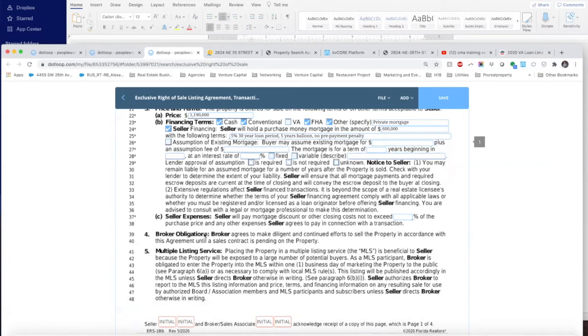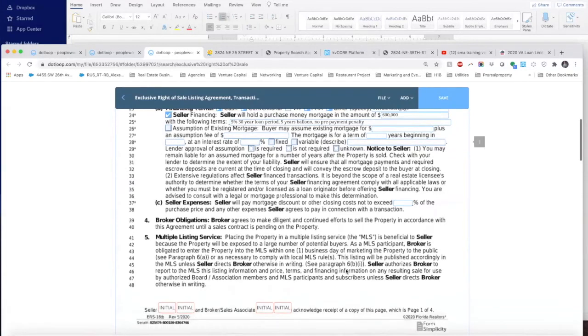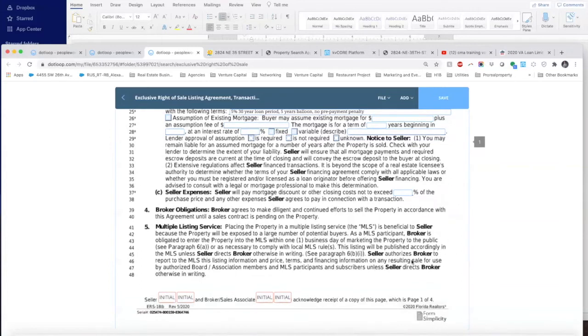So next, broker obligations. Broker agrees to make diligent and continued efforts to sell the property in accordance with this agreement until a sales contract is pending on the property. Multiple listing services, this is about MLS. Placing the property in the multiple listing service, the MLS, is beneficial to seller because the property will be exposed to a large number of potential buyers, etc. The principal broker is obligated to enter the property into the MLS within 1 business day of marketing the property to the public. So basically, you have 1 business day after the agreement is signed to enter it into MLS. That's how it works. This listing will be published to MLS unless seller directs otherwise in writing.